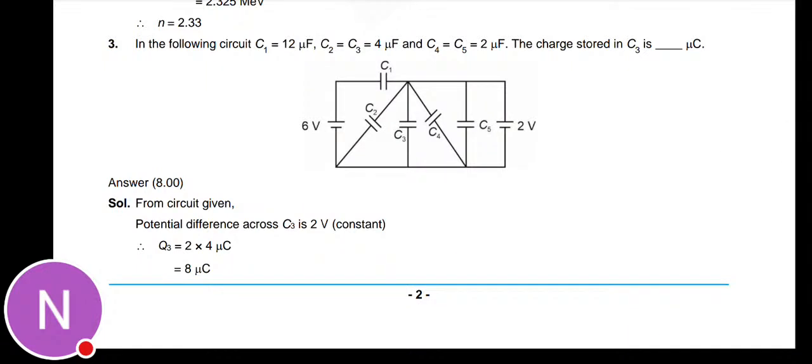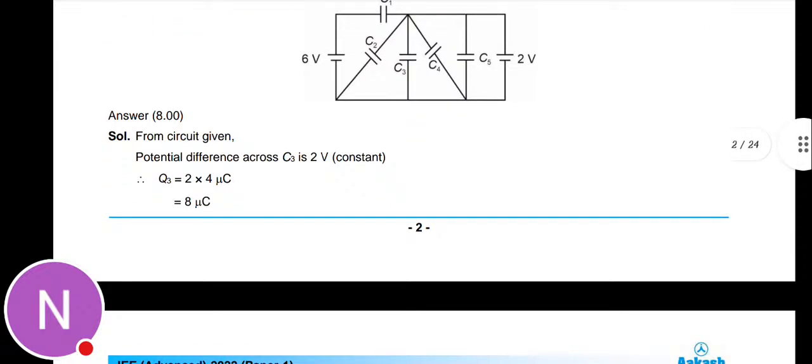Next, question number 3. Here they have asked, in the following circuit diagram that they have given, C1 is equal to 12 microfarad, C2 is equal to C3 is equal to 4 μF, and C4 is equal to C5 is equal to 2 microfarad, and the charge stored in C3 we have to find. This is the circuit diagram they have given. From the circuit given, the potential difference across C3 is 2 volt. Q3 is equal to 2 into 4 microcoulomb, that is equal to 8 microcoulomb, or μC, so you can say.